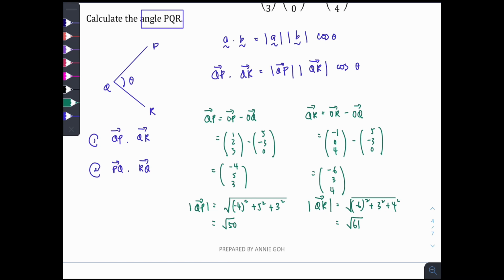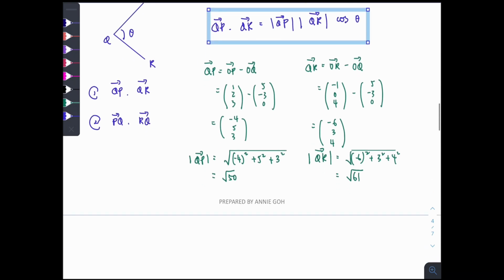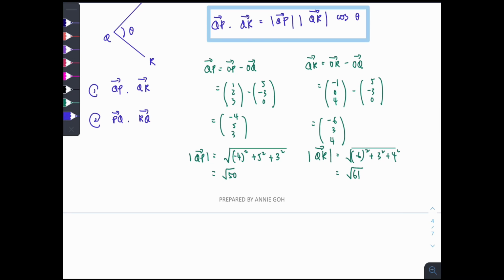Alright, so now we just need to put everything into this scalar product. According to the formula, I will sub in QP dot QR, which is (-4, 5, 3) dot with (-6, 3, 4), equals the magnitude of QP, square root 50, times the magnitude of QR, square root 61, and then cos theta.